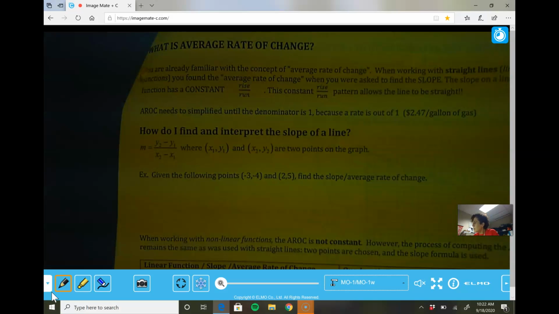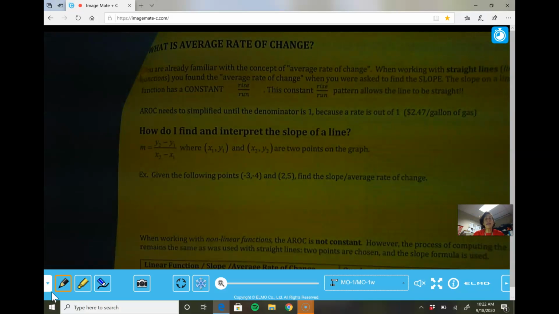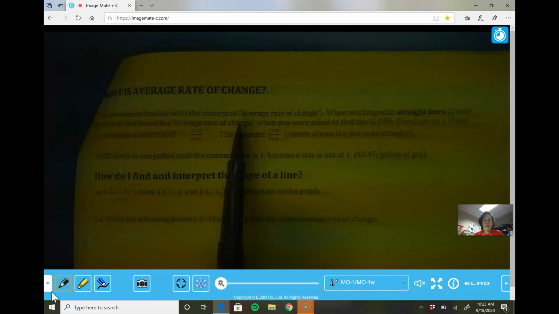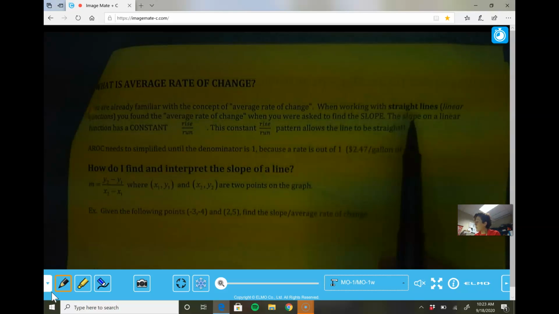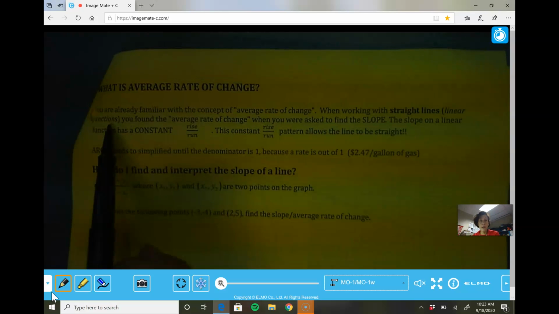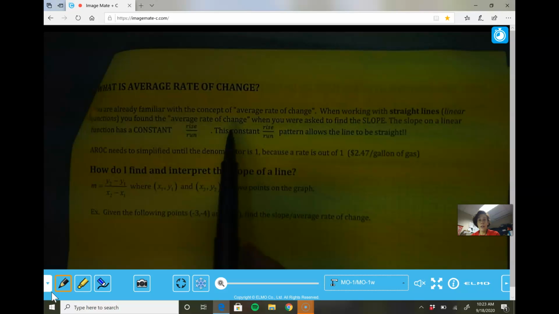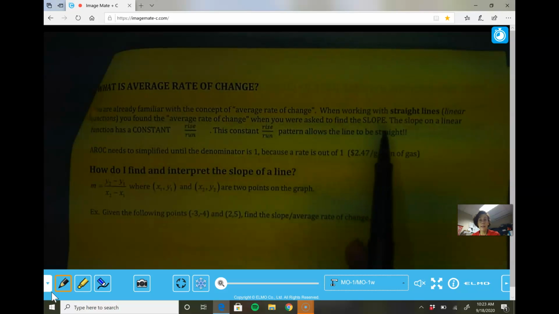All right. So I'm on page 11, and the last thing we need to talk about in the week 5 videos, we talked about how you interpret graphs, how you read a graph. The last thing we need to add to that is average rate of change. If you just read at the top, and I'm sorry this is a little dark for you to see, average rate of change is the same as slope. When you work with a straight line, so linear functions, you did find the average rate of change when you were asked to find the slope.